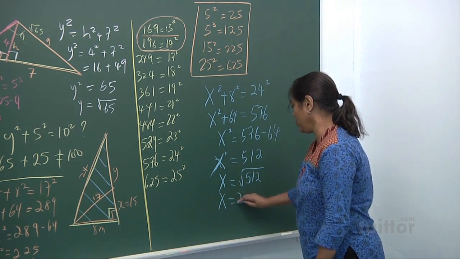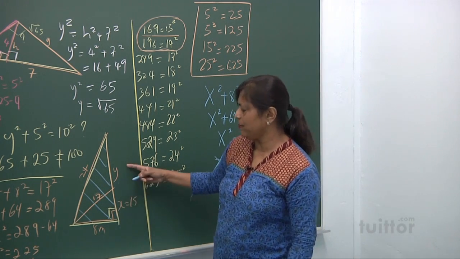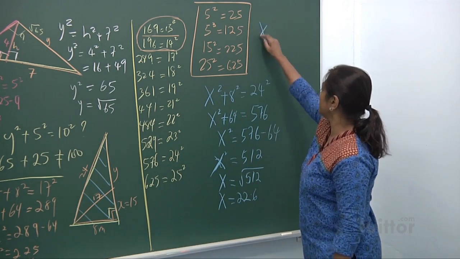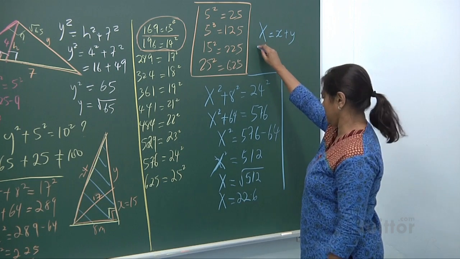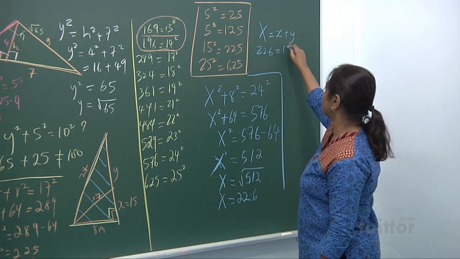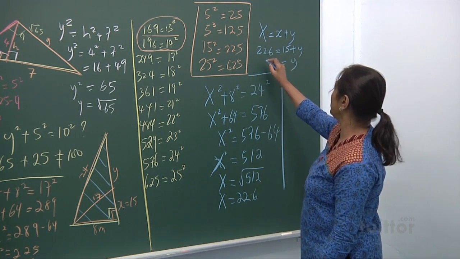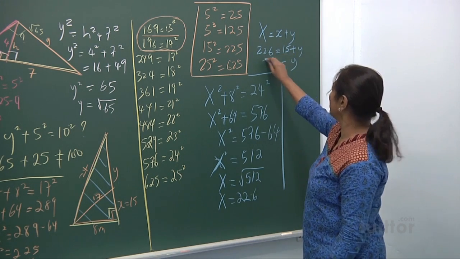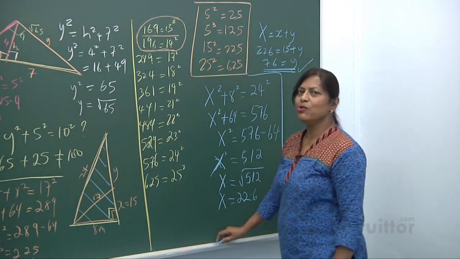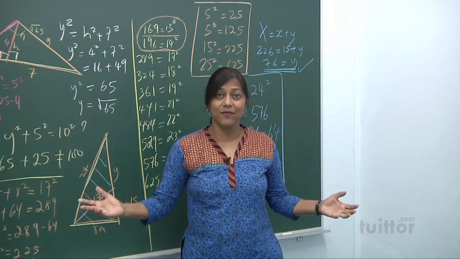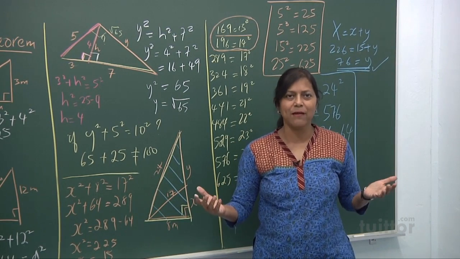So let's round it. X is 22.6, and as x is made up of small x plus y, this is 22.6 and that's 15. So what is y made of? 22.6 minus 15. You get 7.6. So you see, the use of Pythagoras is very easy for finding out length. And its real measurement is the truth of numbers.